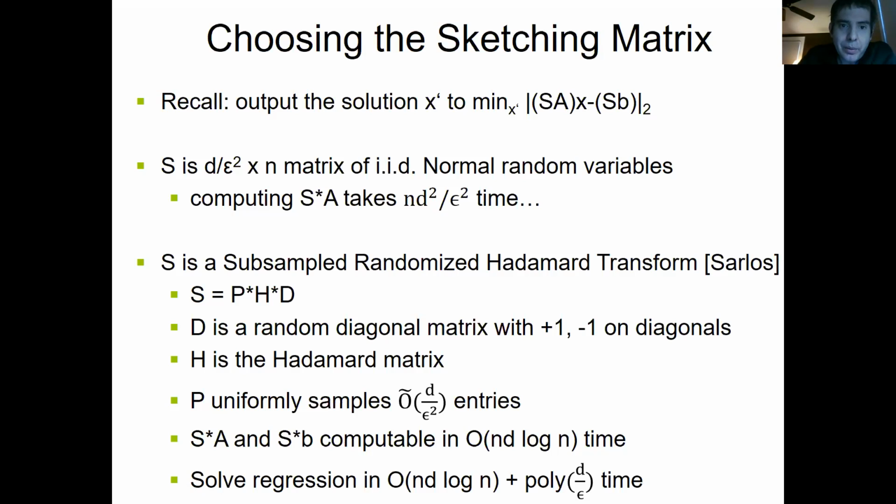Okay, so yeah, there's a question, is there any condition on A needed? No, so this is for worst case A, which is one feature of these dimensionality reduction techniques.